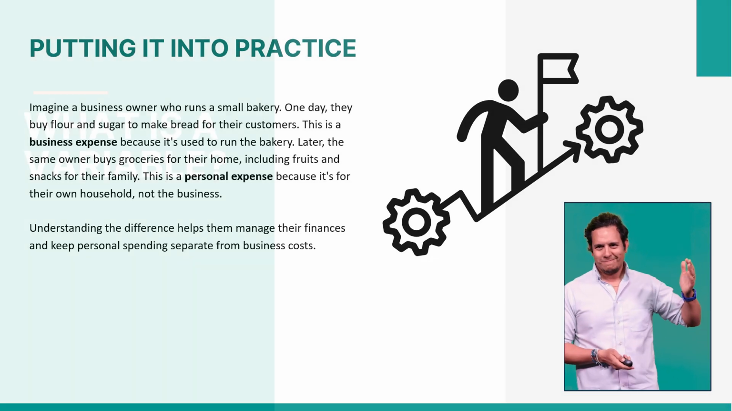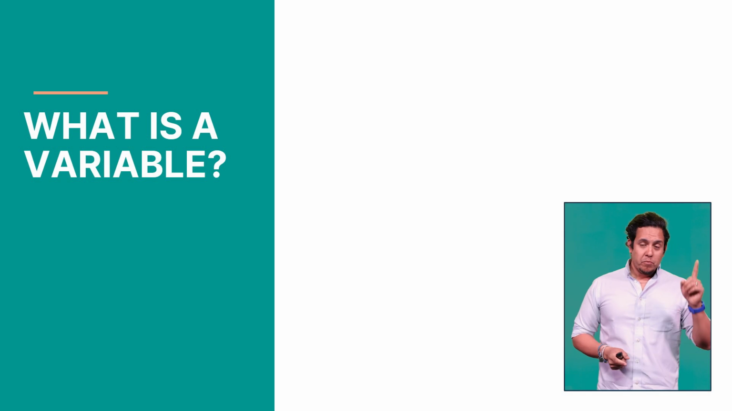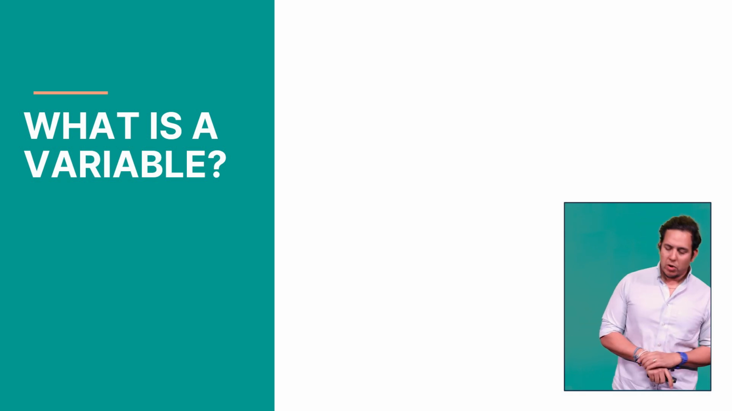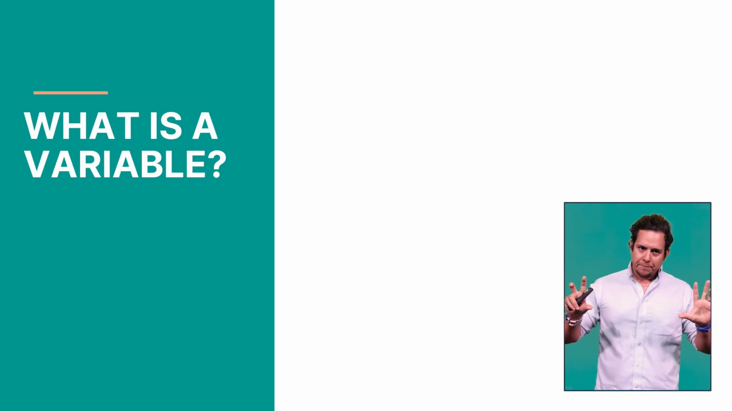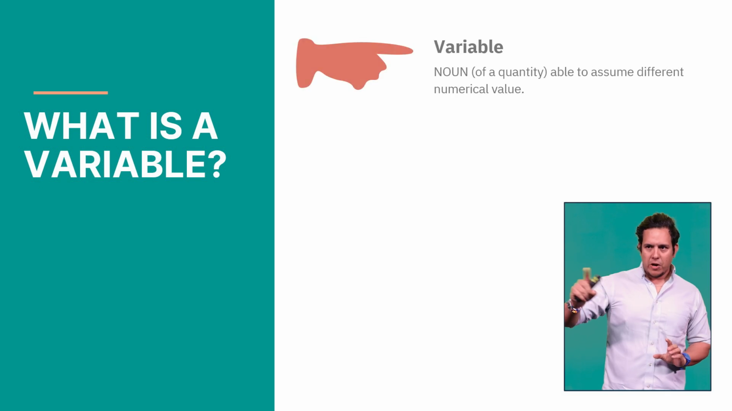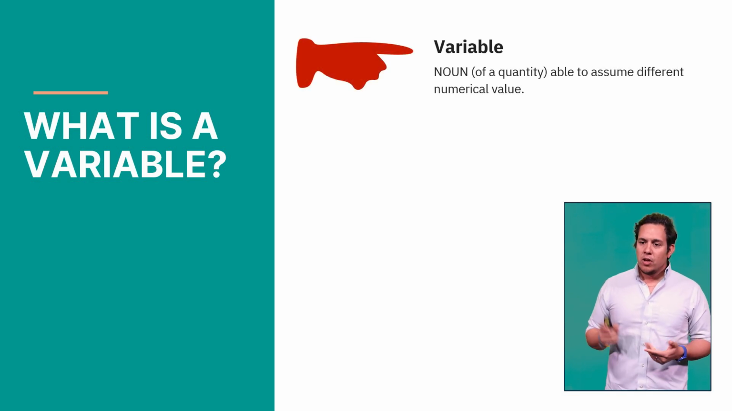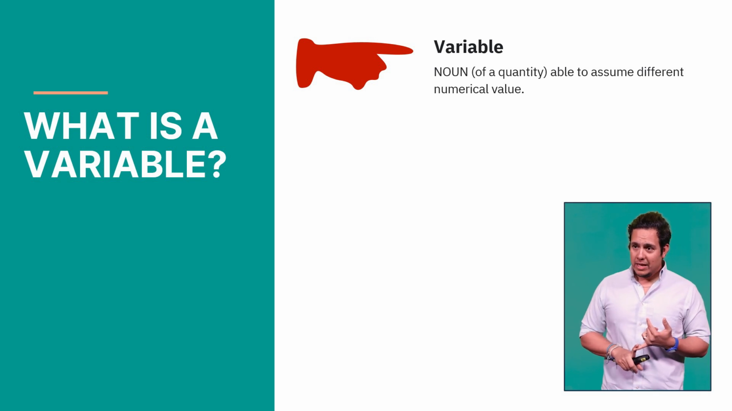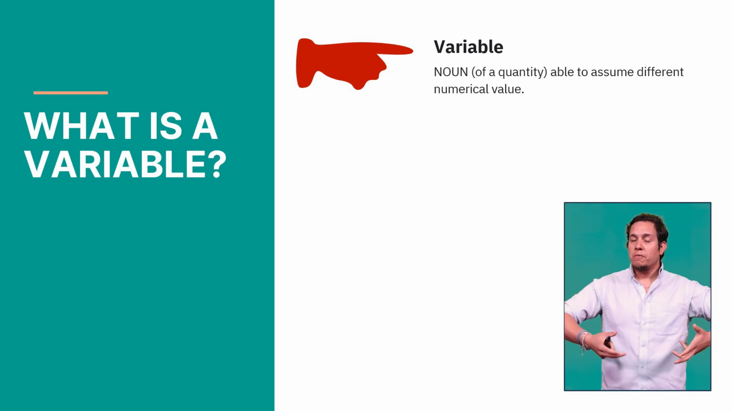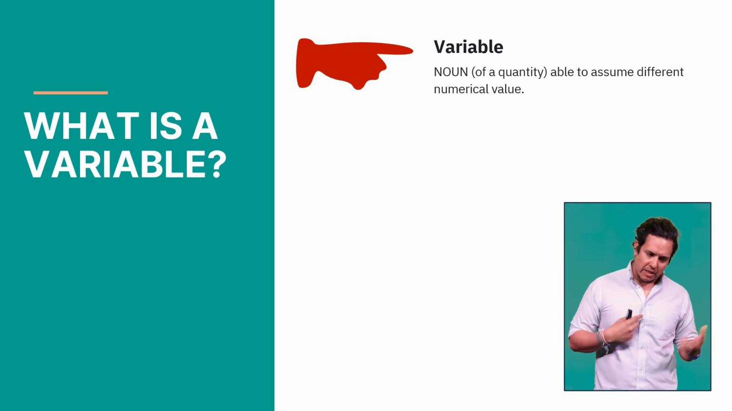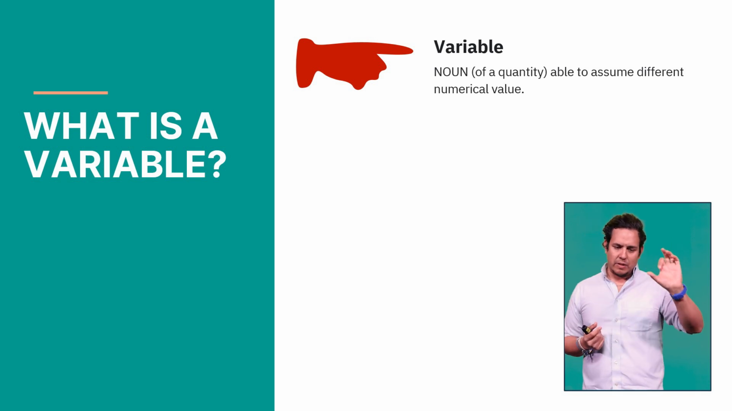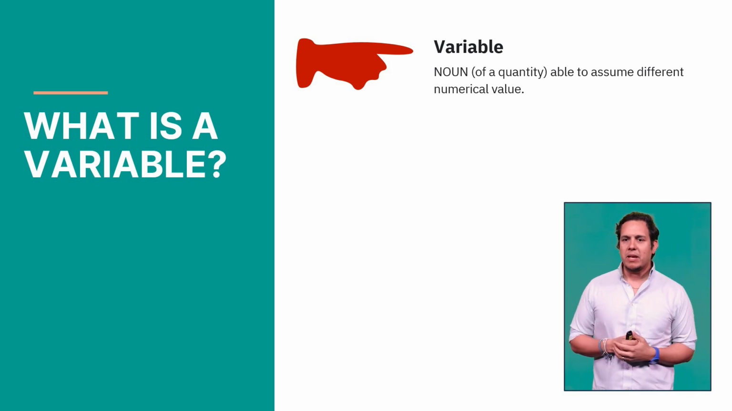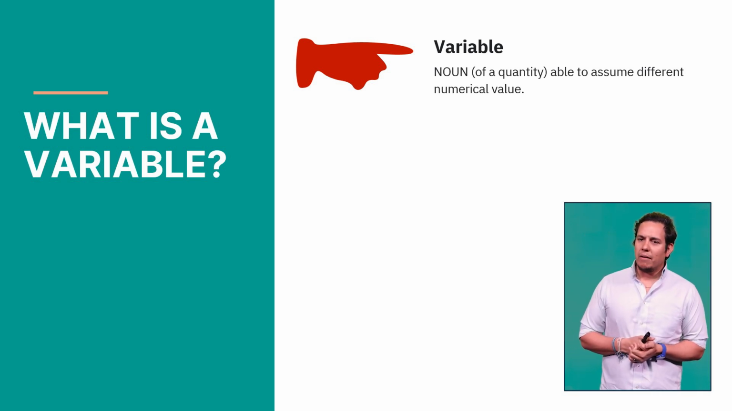Here we go. Okay. We're going to talk about variables here, and we're going to differentiate two things. First, variables. A variable is a noun, a quantity able to assume any numerical value. If you think back to mathematics classes, that's what we saw. Any variable, name it X, Y, Z, however you want it.